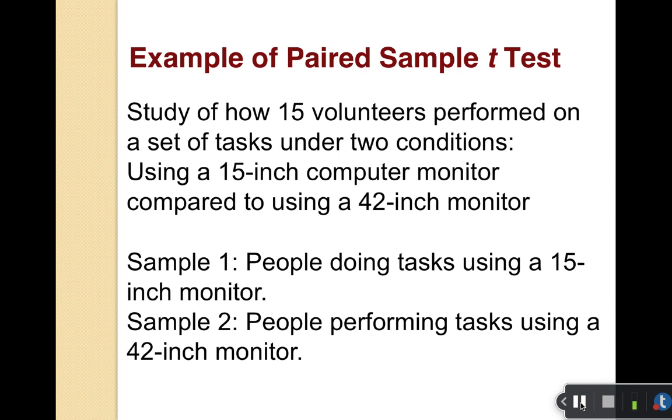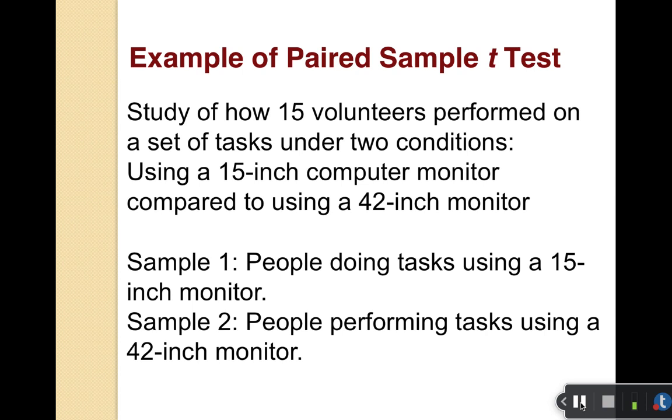Now, the thing that sometimes makes t-tests a little confusing is that you could also imagine how this specific example could be run with an independent samples t-test. Suppose I took my group of 15 volunteers and cut the group in half. Maybe I had 7 people in one group and 8 people in another, and I had them do the tasks using the two different monitors, with different people in each group. That would be our independent samples t-test.